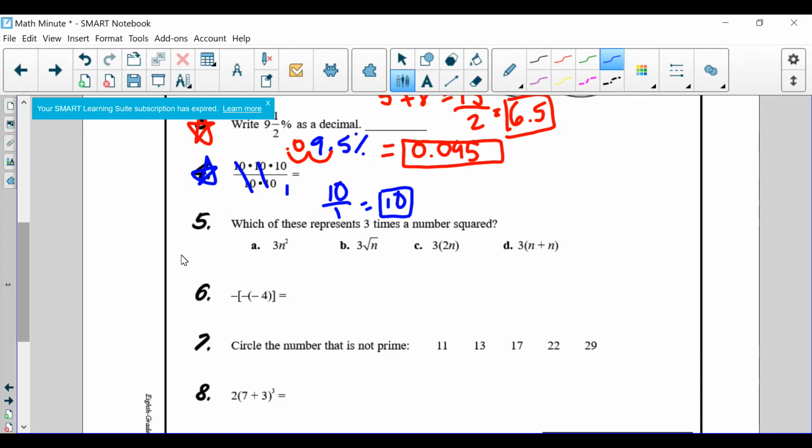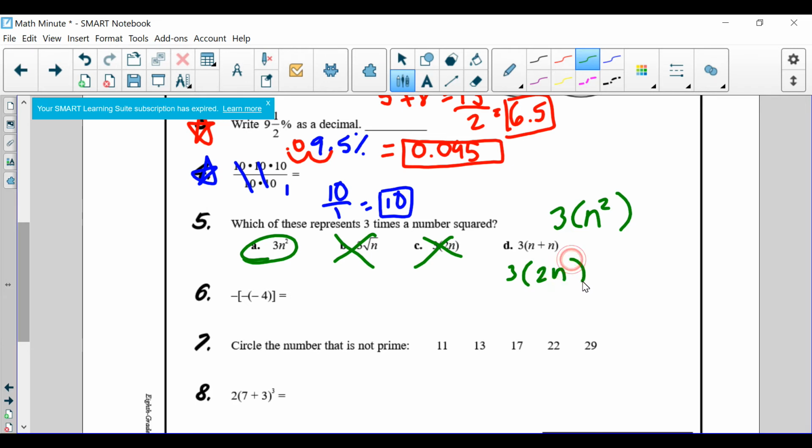Next, let's go over number 5. It says, which of the following represents 3 times a squared number, or a number squared? So we got to figure out 3 times a number squared. So 3 means multiplying. 3 times a number means multiplying. And then a number, we don't know what that number is. And then we're going to say squared, which is the 2. Which one looks like that? There's only one that looks like that, and that is A. This B means square root, so that's wrong. C means multiplying, that's also wrong. And then this one, n plus n, this really just means 3 times 2n, which is not what we're looking for. All right, continuing on.